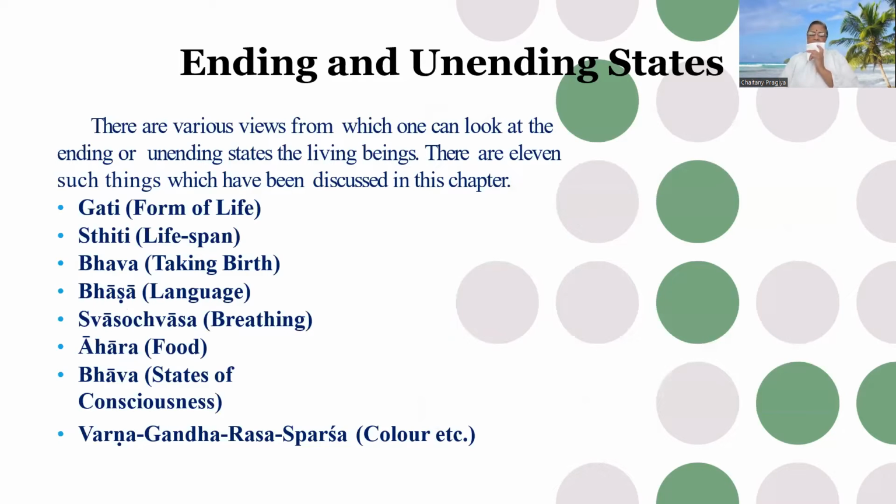Now we would see that there are certain things which have been discussed in this particular chapter from the point of view of charam and acharam. It means ending and non-ending. So it is a very different discussion than what we have discussed in the context of the physical entities, which are made of some atoms. You can see that living beings also have endings and non-endings. But we have to understand this from different angles.